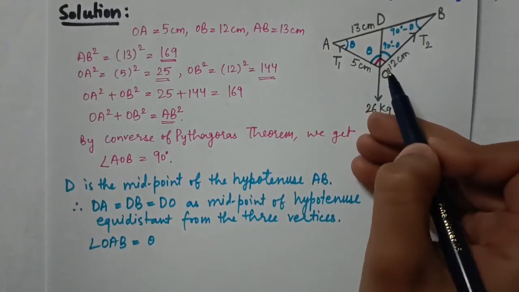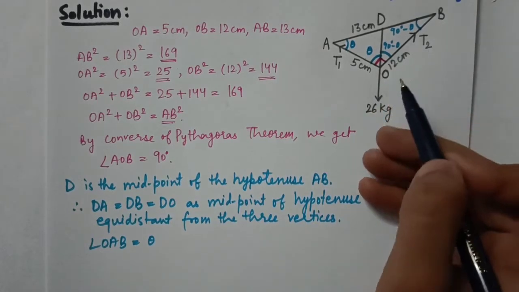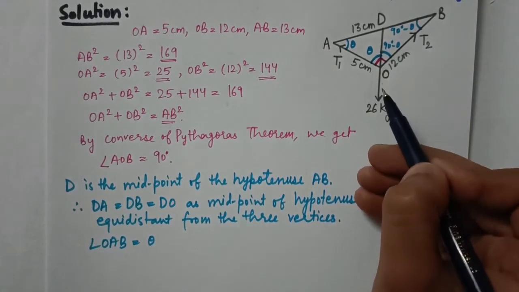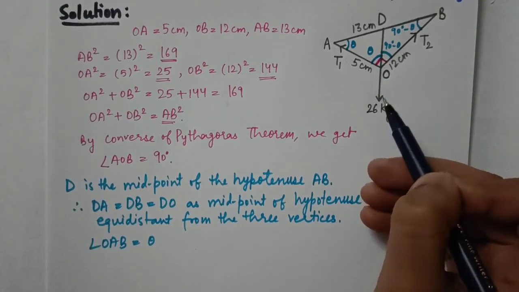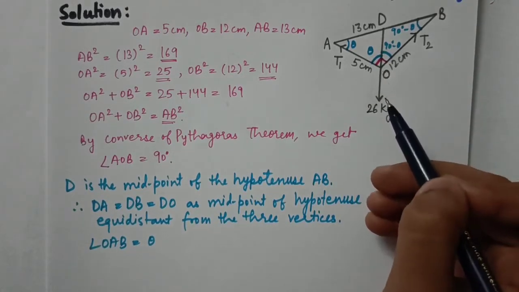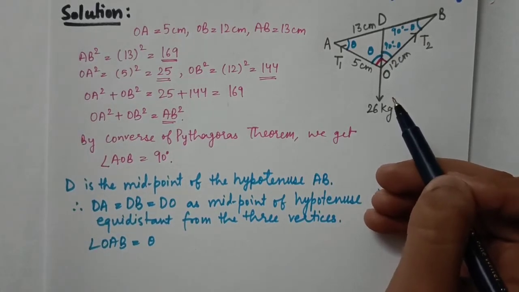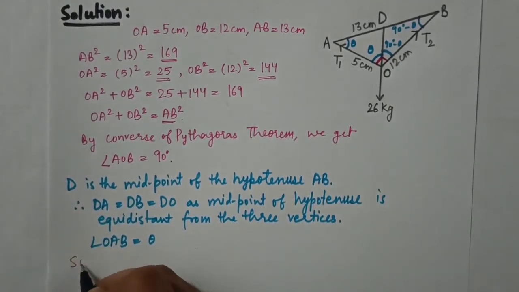So as you can see that this T1 force is acting along this direction, and this T2 force is acting along this direction, and this 26 kg is acting along this direction, which means that these three forces are acting at this point O and are in equilibrium. So let us just write it down.